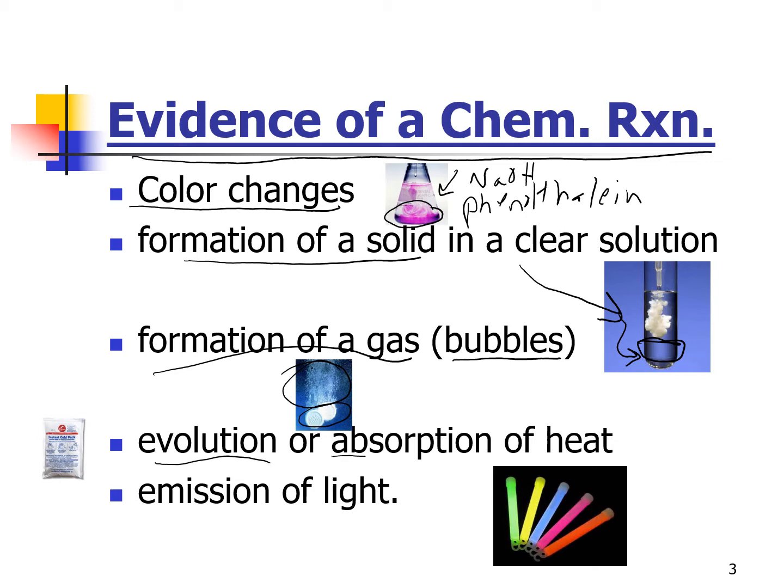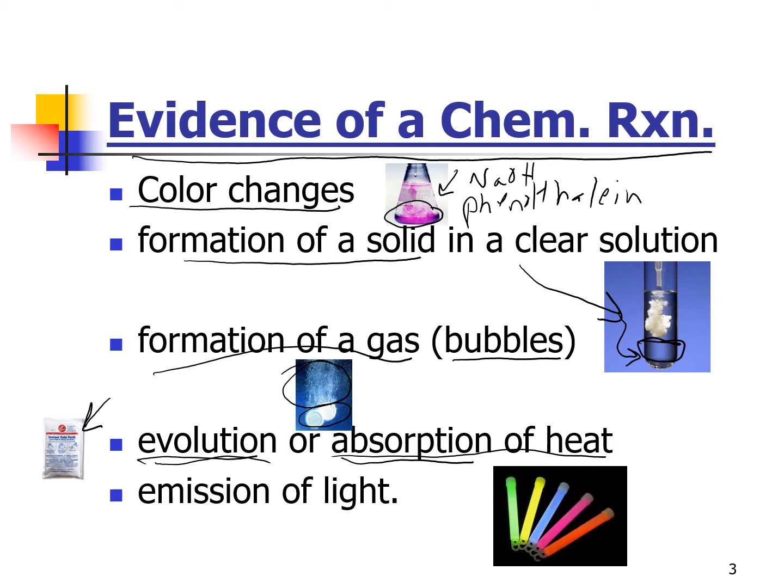Evolution or absorption of heat also tells us a chemical reaction has occurred. So for example, cold packs would be the example of absorption of heat. In a cold pack, you have two substances or compounds. When you crack your cold pack, you're mixing those substances together and you're absorbing heat. It gets cold, so you can apply that to your inflamed area, wherever you may have had an injury.